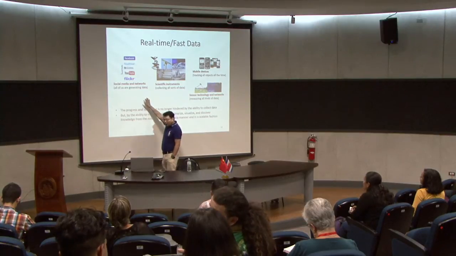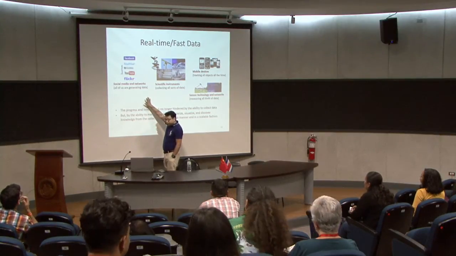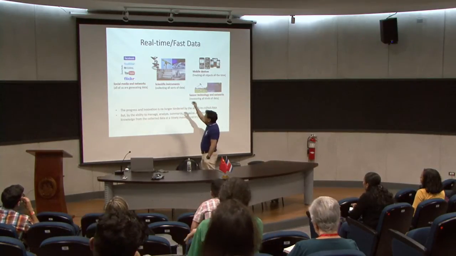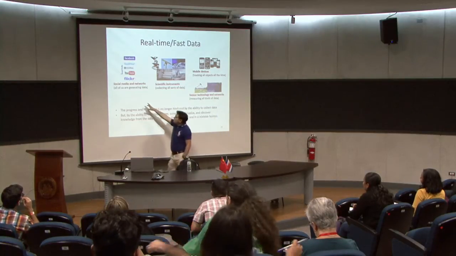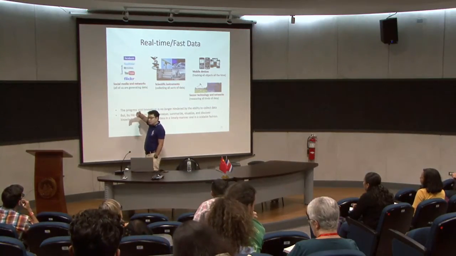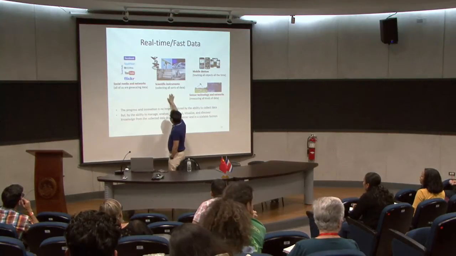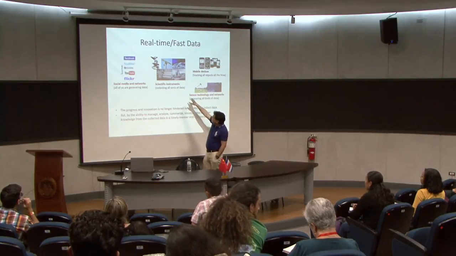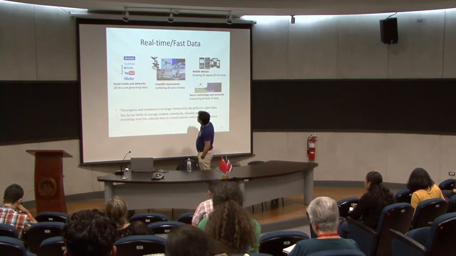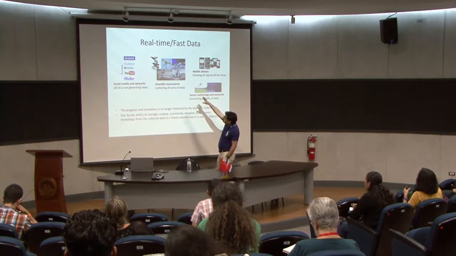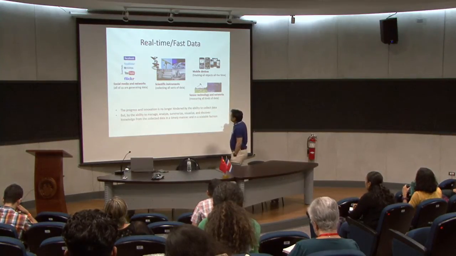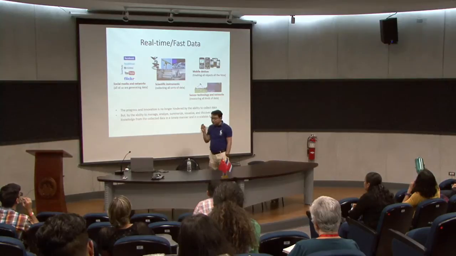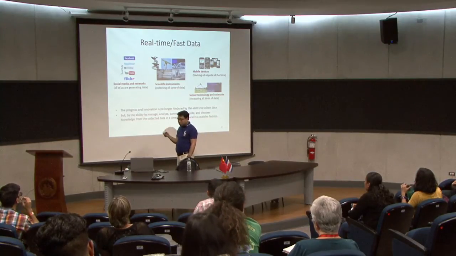Okay, this is a lot of examples about real-time and fast data. For example, Flickr, Twitter, Facebook. Social media networks generate what we call streaming data, and the scientific instruments I have mentioned before collect all the science data. All these equipments generate real-time and fast data, and cell phones and sensors generate stream data. We also call this fast-moving data.